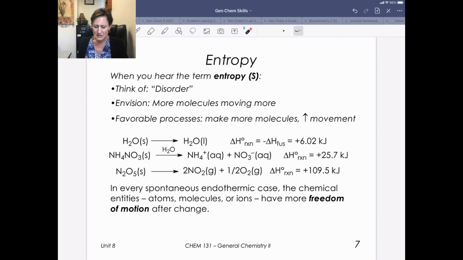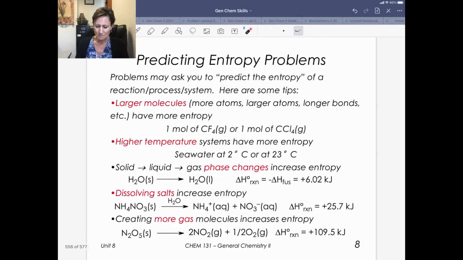So in every one of these cases where we have an endothermic reaction, the chemical entities, whether they're atoms, molecules, or ions, have more freedom of motion. After this change happens, we've increased their entropy, and that increase in entropy helps to offset the fact that enthalpy was not favorable. So what are some of the kinds of problems you're going to see with regards to entropy?